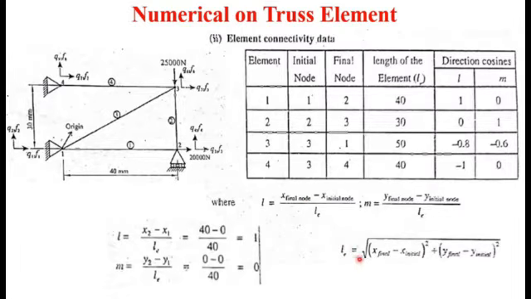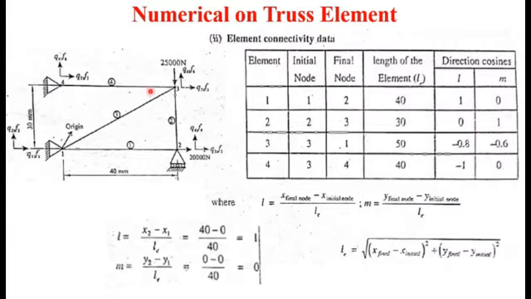Okay, so Le is equal to the square root of (x final minus x initial) whole square plus (y final minus y initial) whole square, or again we can say (x2 minus x1) whole square plus (y2 minus y1) whole square. By using this formula again we can calculate the length of the elements. So for the first element, the length is directly given, 40 mm. For the second element, again the length is given directly, 40 mm. For the fourth element, the length is directly given, it is 40 mm.